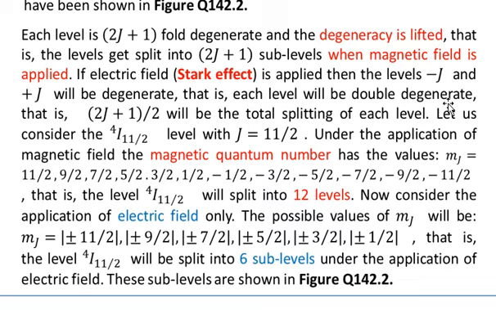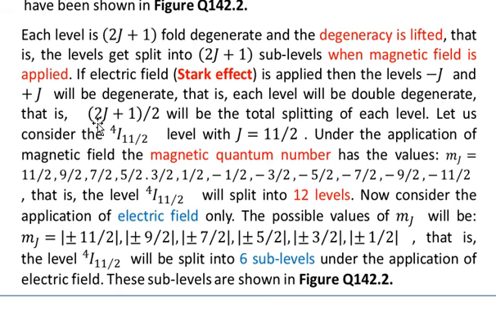So doubly degenerate means that the level is one, but actually these are two levels which are coincident with each other, having the same energy. So they are not visible as separate levels. These are the doubly degenerate levels under the application of the electric field.